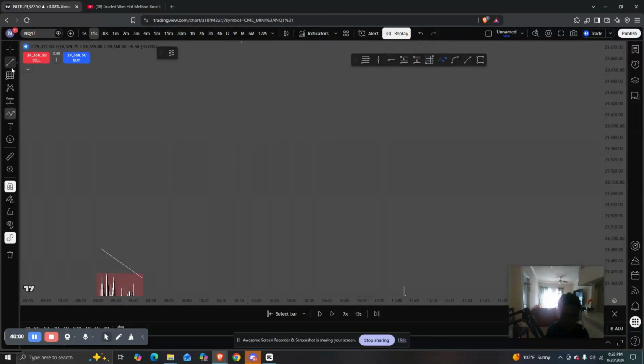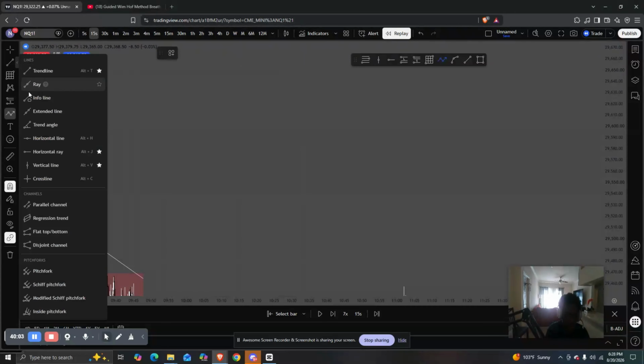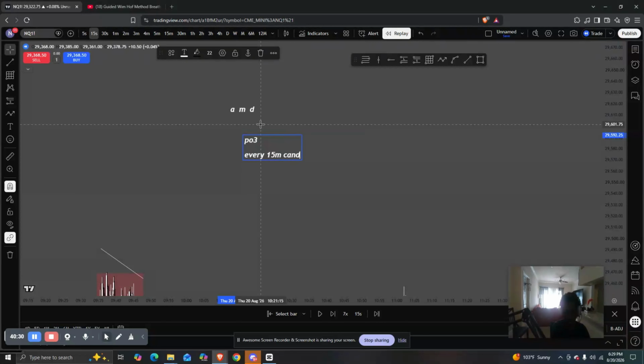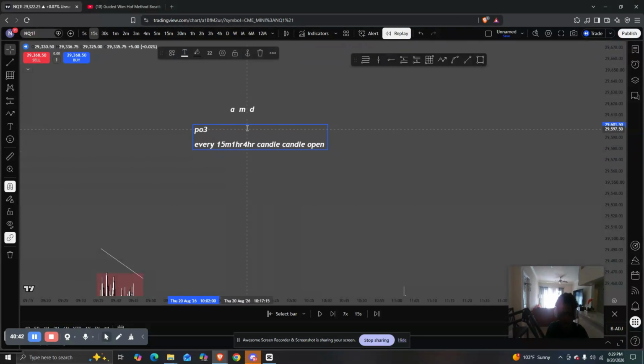Think of it like this. Here you have AMD, let me space these out, and then we have PO3, which is just the candle opens. Every 15-minute candle open, 1-hour, 4-hour candle open, right?